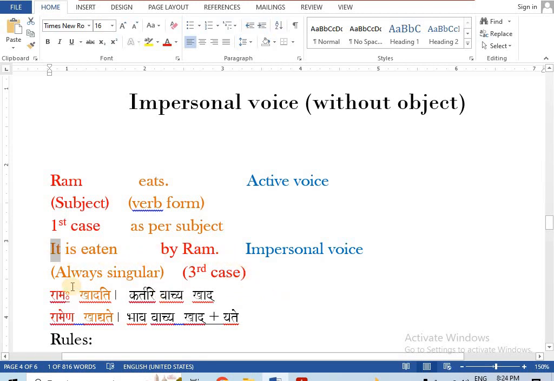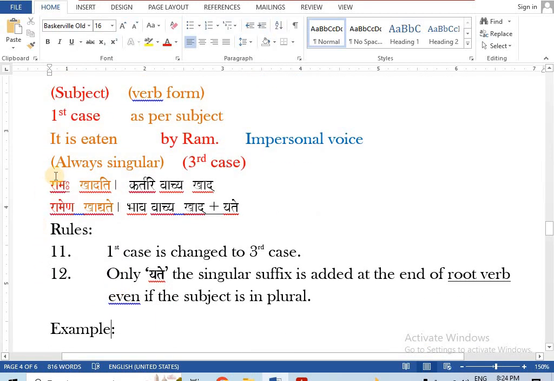Now in Sanskrit language, very simple. Ram eats, so 2 words: Ramaha, first case singular, and eats, so khadati. But what is the interesting thing here? While you convert to passive, first case to third case, same rule: Ramaha becomes Ramena. In khadati, what is the root verb? Khad. And here see the interesting thing: khad plus yate. Look at this rule. Only yate, the singular suffix, is added at the end of the root verb, student.